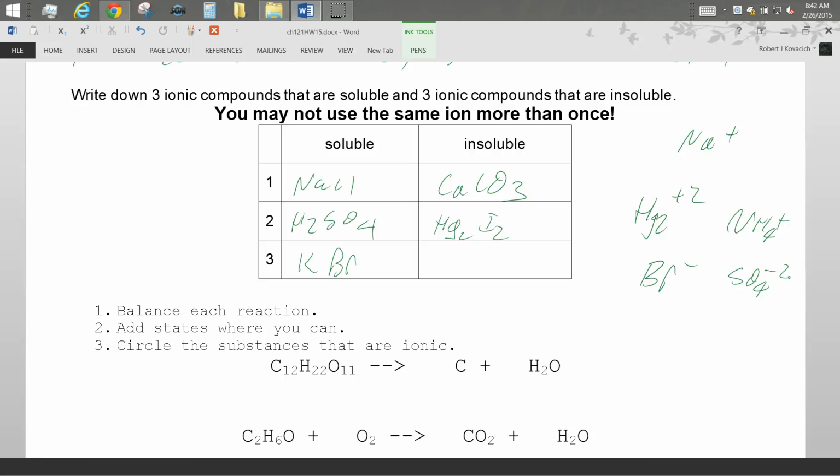So up here when I say I want you to write down 3 ionic compounds, you can't just say mercury 1, because 1, that's not a compound, and 2, you couldn't actually go get yourself some mercury 1 without doing what?